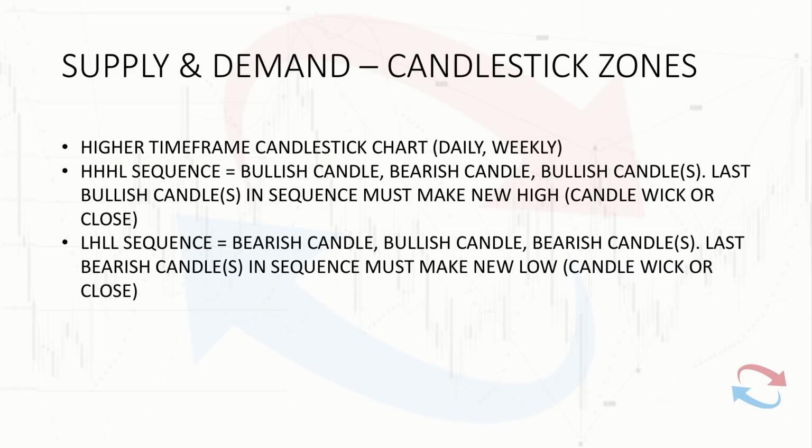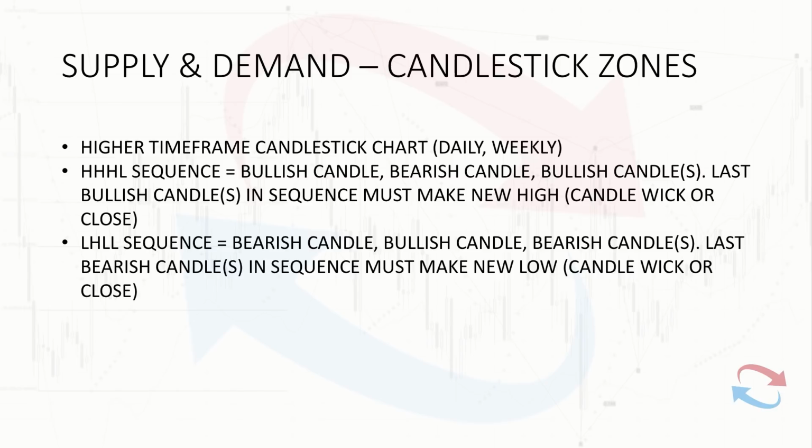So the candle sequence for identifying higher highs and higher lows is a bullish candle, a bearish candle, and then a bullish candle, where the last candle in the sequence must make a new wick high or must close higher than the previous bearish candle. And then the downtrend, the lower high, lower low sequence we want to see is a bearish candle, a bullish candle, and a bearish candle, where the last bearish candle makes a new close low or a wick low.